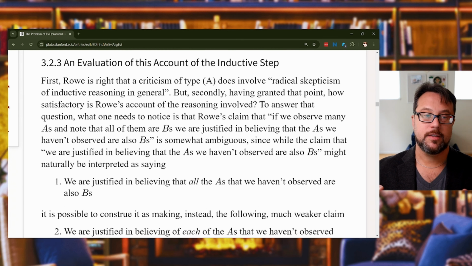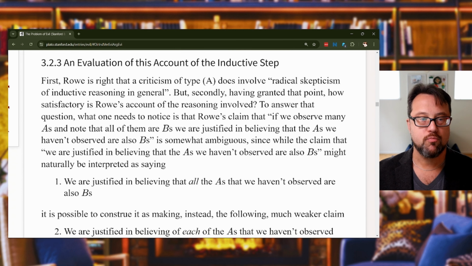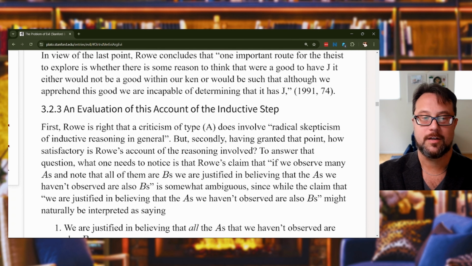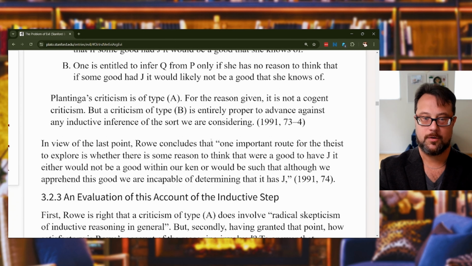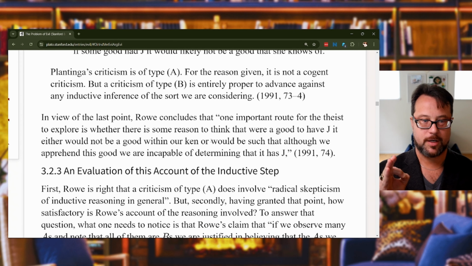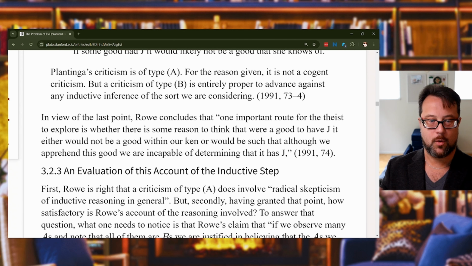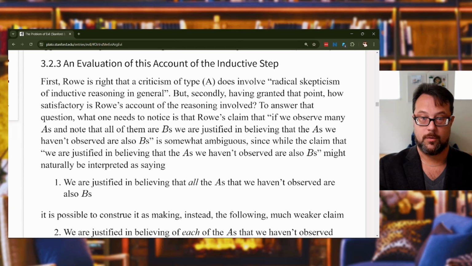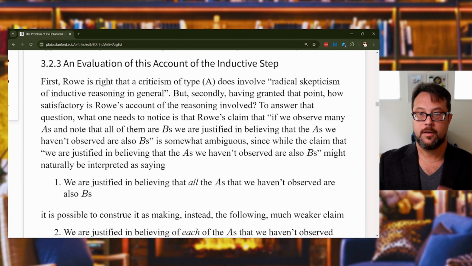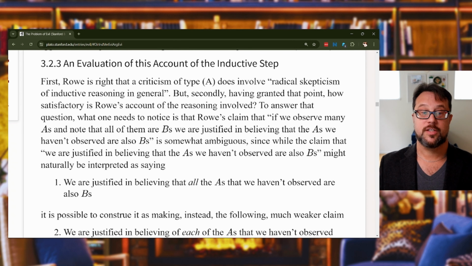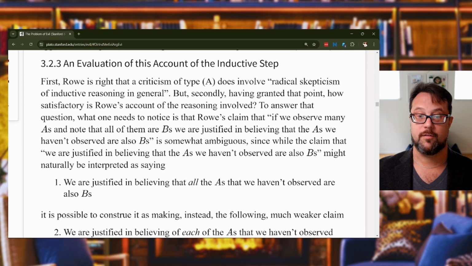Now let's take a look at 3.2.3. Let's evaluate this account of the inductive step. So the important route is to think about whether there's some reason to think that if we have a good J, it either would not be within our ken, or is such that although we apprehend the good, we're incapable of determining that it has J. So he's right that criticism of type A does involve radical skepticism, but granting that, how satisfactory is his account of the reasoning involved?